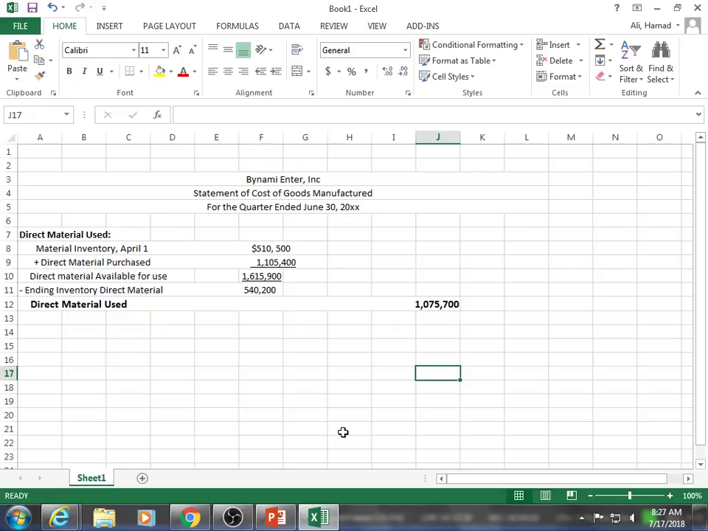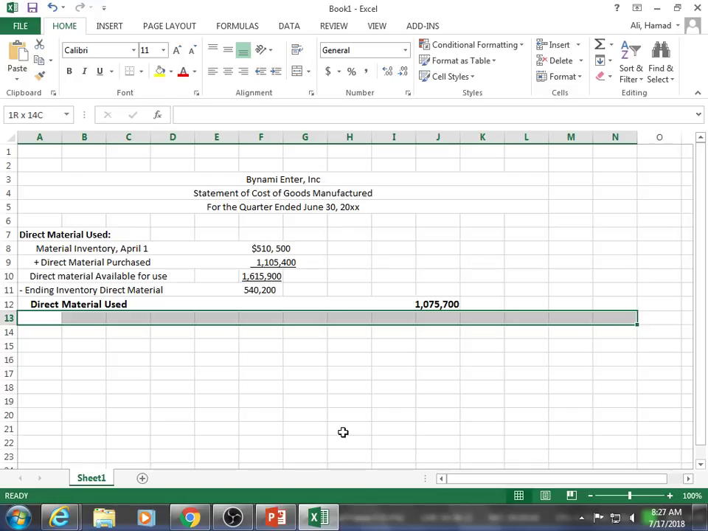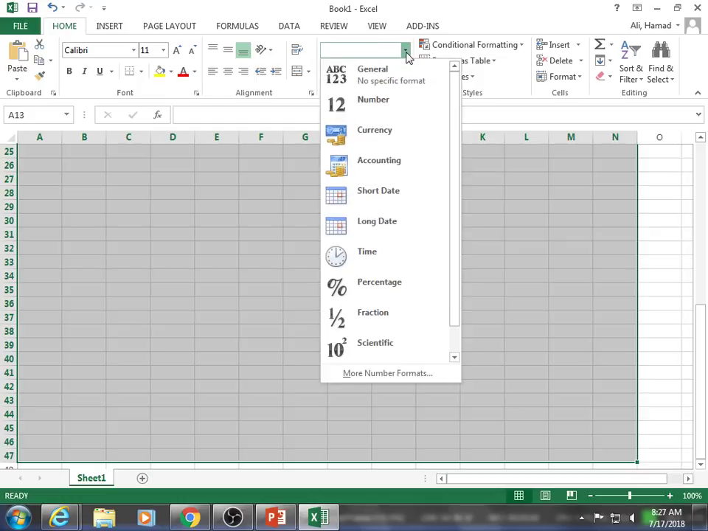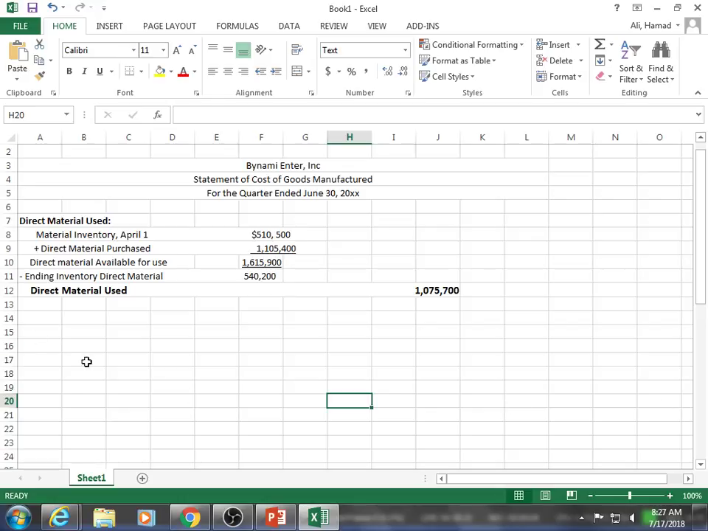Okay, what comes next after material used? The labor. So let me come back over here and do that as text, so we won't run into formulas. All right, so the next thing we're going to put, let me make these things kind of even.